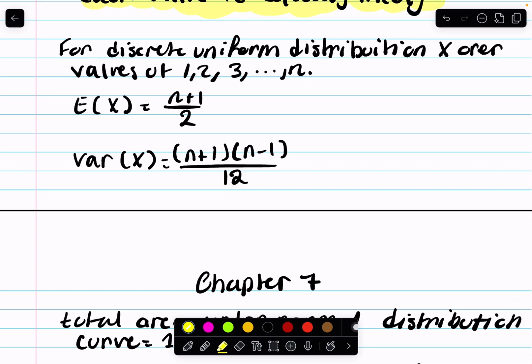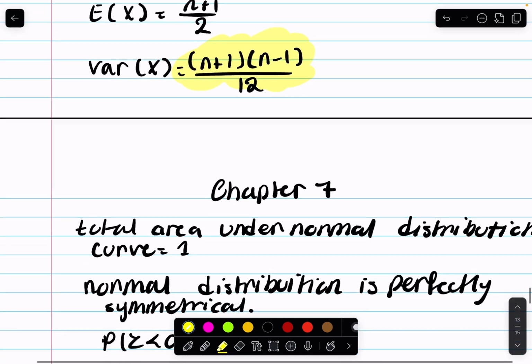For discrete uniform distribution, x over values of 1, 2, 3 all the way to n, you could find the expected value of x to be n plus 1 over 2, and you could find the variance. Remember, you need to memorize this formula. It's not given. It's n plus 1 times n minus 1 over 12. I don't know how this came about, but you just really need to know it.